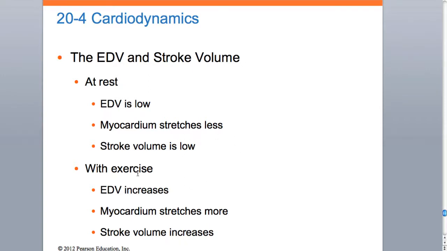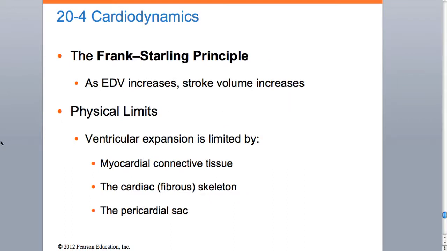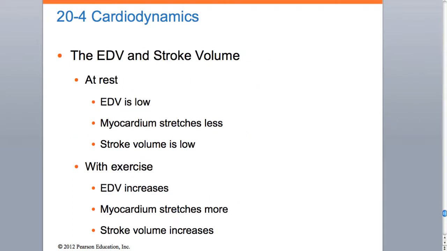However, the moment you start exercising, what's going to happen? EDV will increase. More of your blood is going to be in there, in the heart, and it's going to stretch. And that stretching is going to allow more blood to come out. So at exercise, the stroke volume will go up. Okay? That's an important slide. So stroke volume will go up.